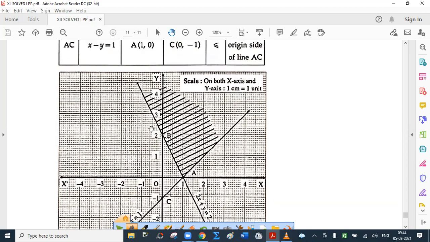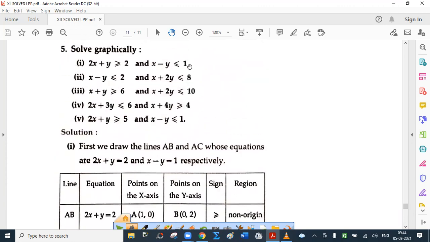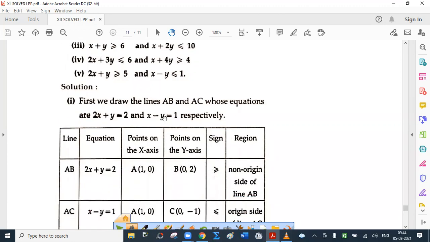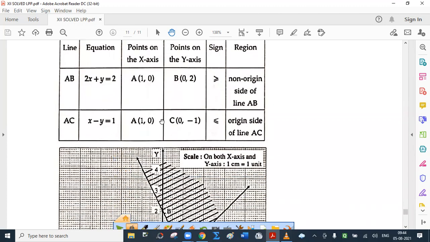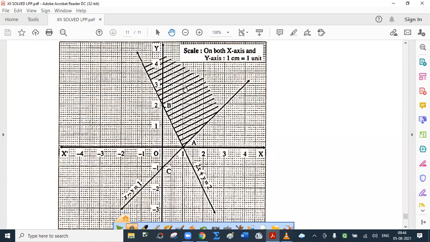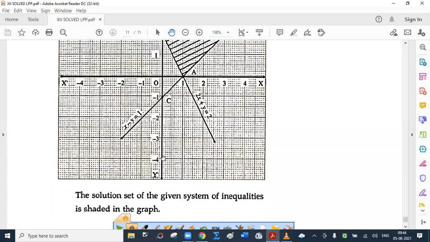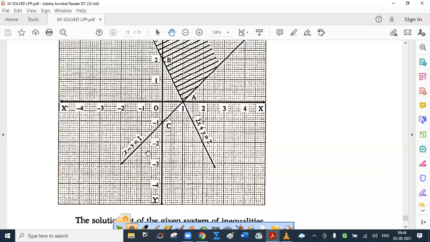But at the same time, another inequation is x minus y less than or equal to 1. Put x equal to 0, y equal to 0. Is 0 less than 1? Yes, it is. So for the line x minus y equal to 1, you have to consider origin side, that is above the line. So this is the common region. Okay. The solution set of the given system of inequalities is shaded in the graph.